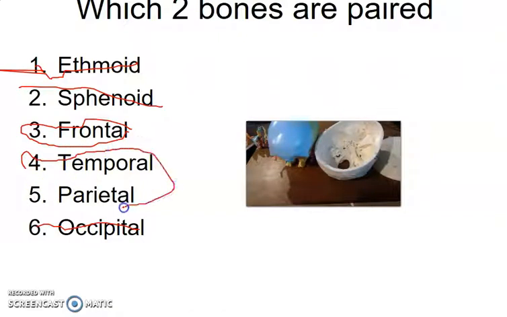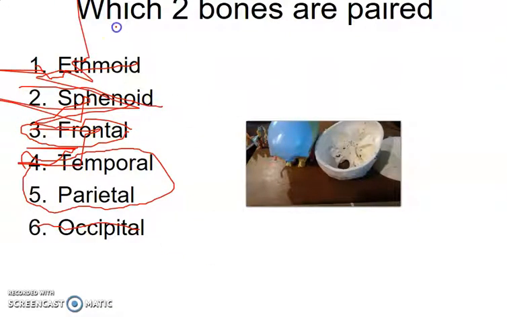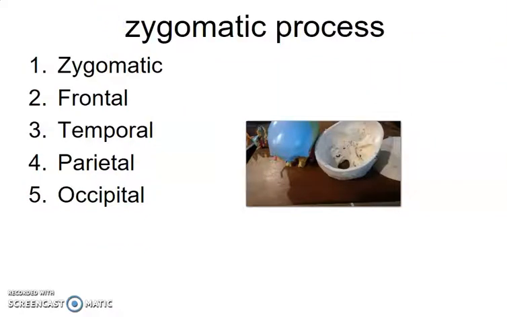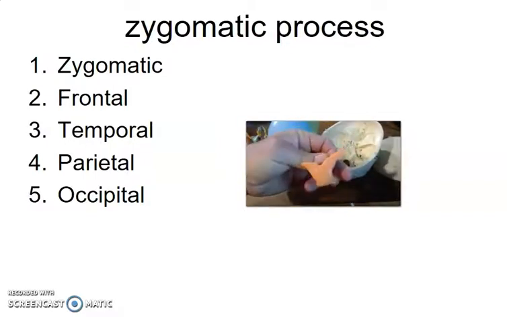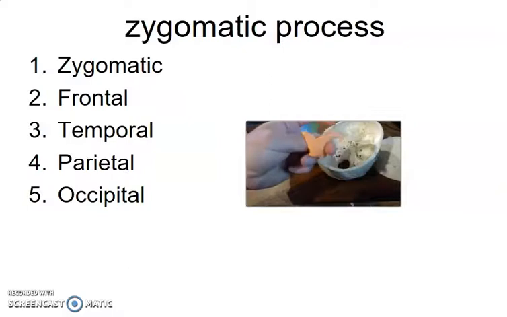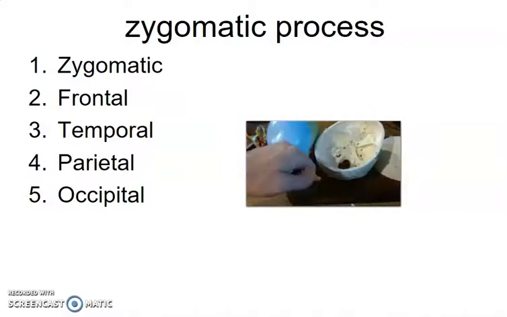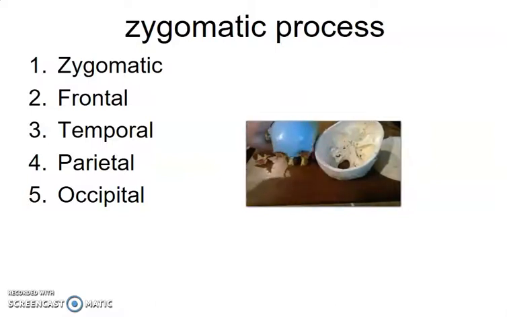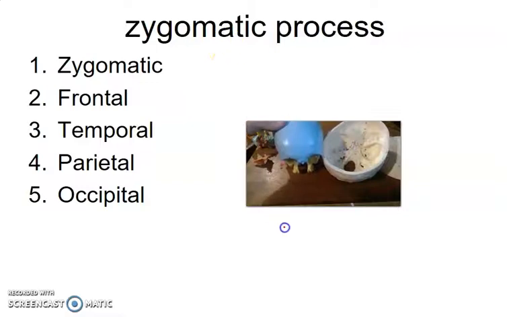These 2 bones. Again, my pen died. I have no idea why it's not working. So, which 2 bones have zygomatic processes? Here's the zygomatic bone right here. It has a temporal process, it has a frontal process, and it has a maxillary process. It lacks a zygomatic process. So, which of these 2 bones has a zygomatic process?